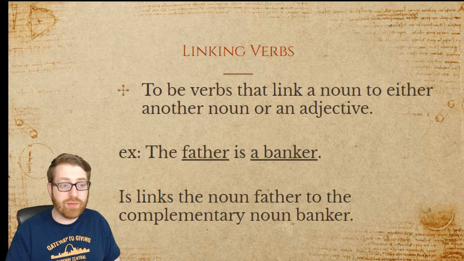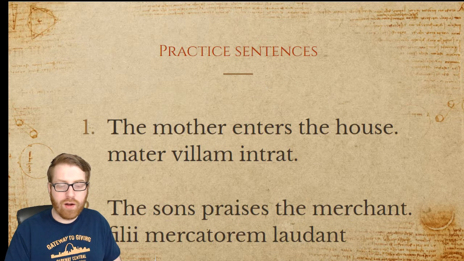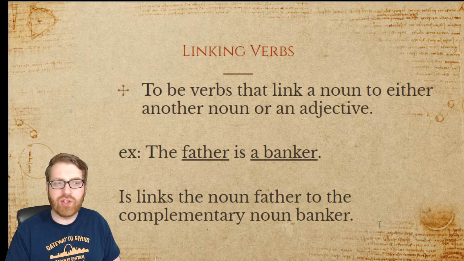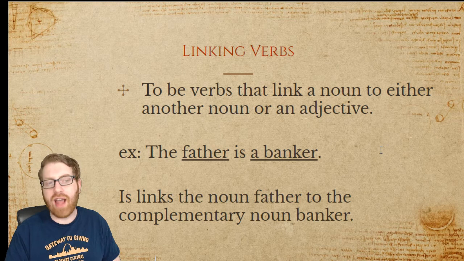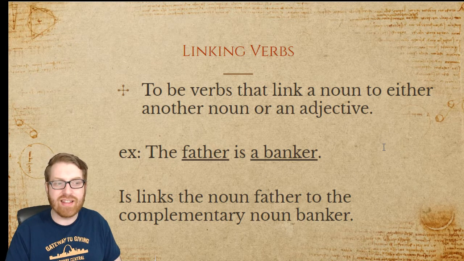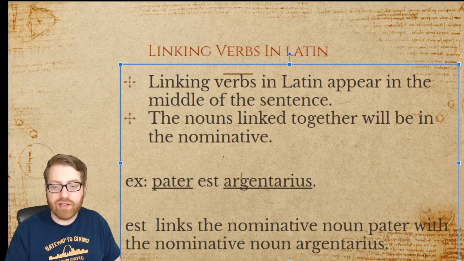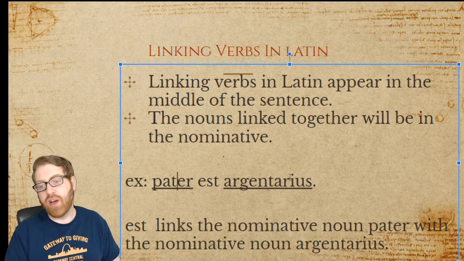One last thing I want to touch upon. For easy sentences, you're often going to be using linking verbs. Est, erat, sunt. Things like that. In Latin, linking verbs, think of it as an equal sign. You put one noun on one side of the equal sign, another noun on the other side, and they have to be the same case. They have to be nominative. So, like in this sentence, pater est argentarius. Pater is nominative, argentarius is nominative.